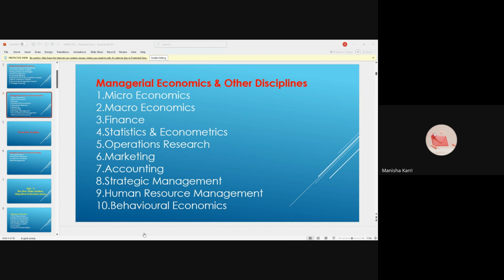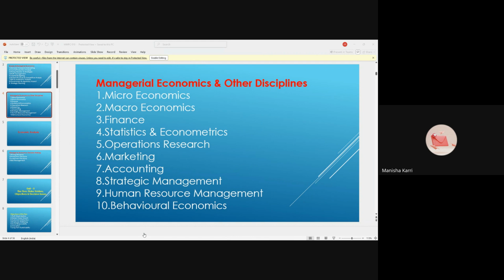Next one is operations research. Here, it provides advanced analytical methods for decision making. It also includes optimization, simulations, and statistical analysis. Here, it assists in solving complex operational problems and improving efficiency in production and logistics. Coming to marketing, generally it examines consumer behavior, market segmentation, product positioning, and pricing strategies.